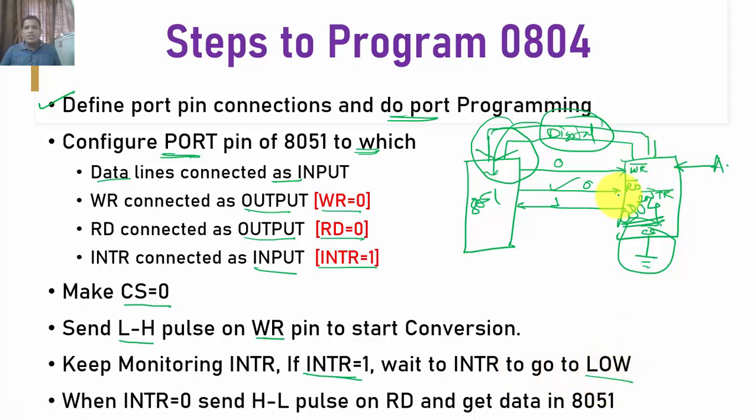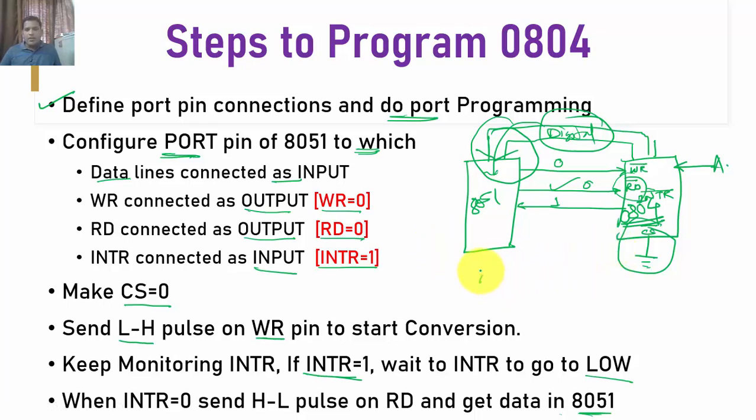So once the data conversion is complete, send the RD bar signal to read the data, and by sending this signal, we are going to read the data into the 8051. Okay. So these are the steps for programming the 8051 microcontroller.